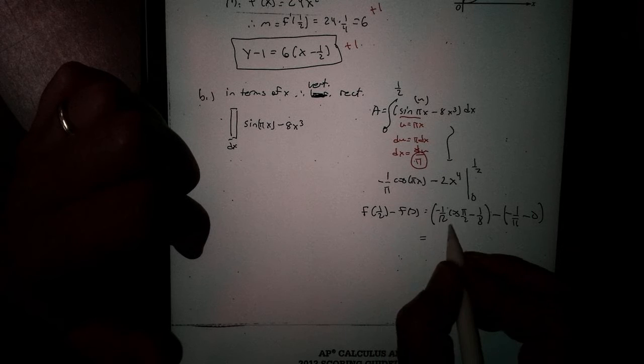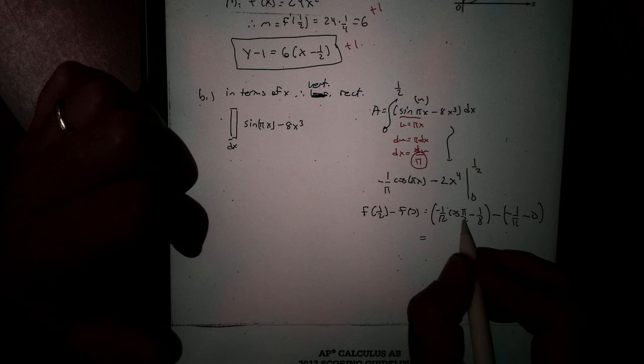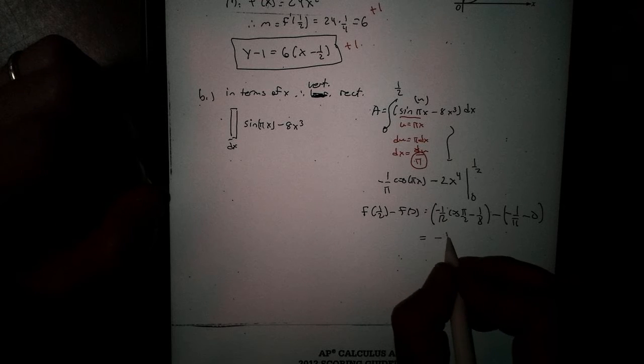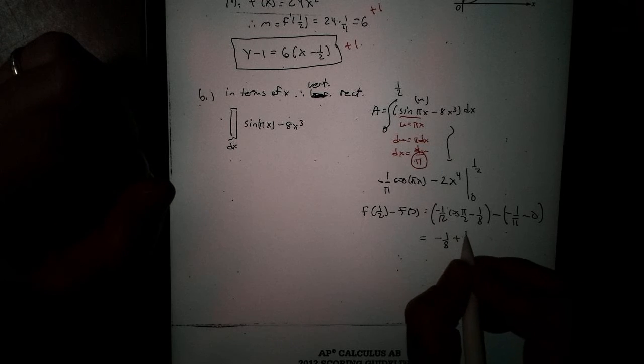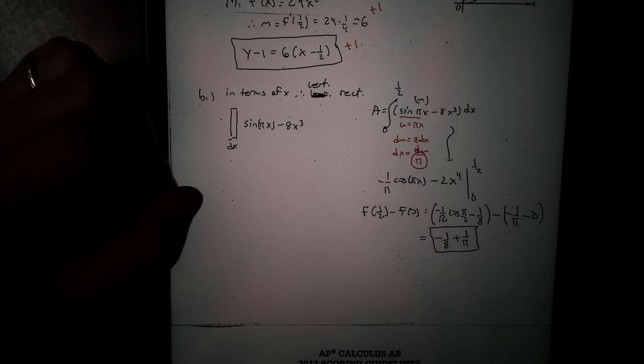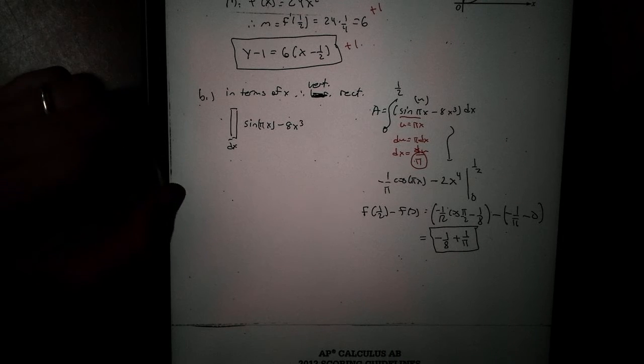They do expect you to simplify. They do expect you to know what cosine of pi over 2 is. That's 0, so this becomes negative 1/8 plus 1 over pi. And there is our answer right there.